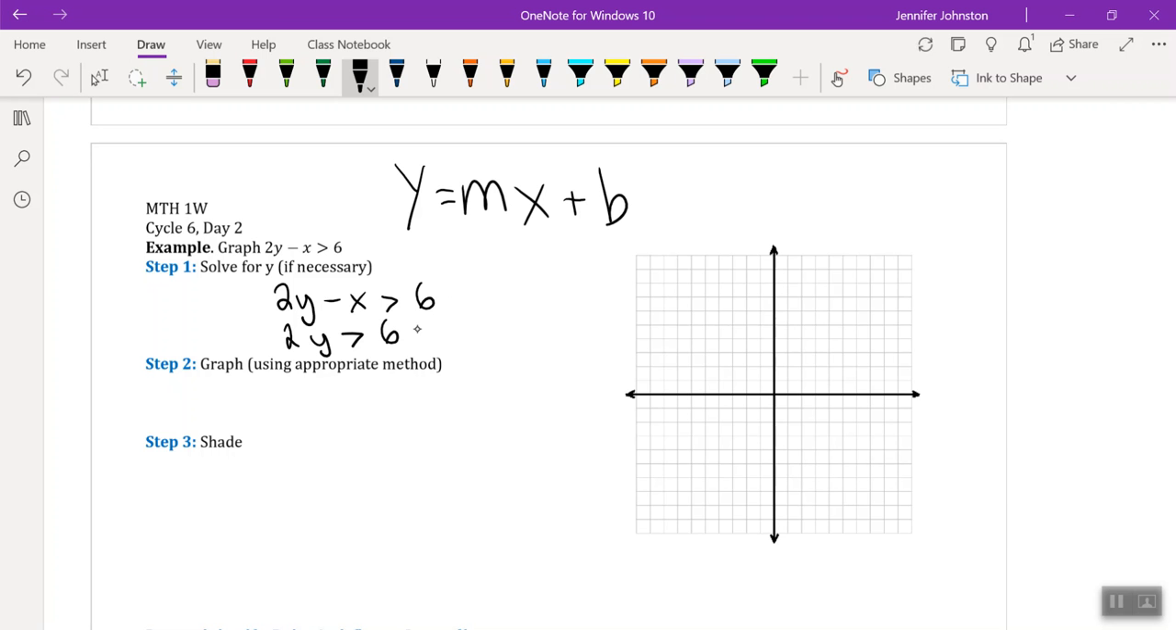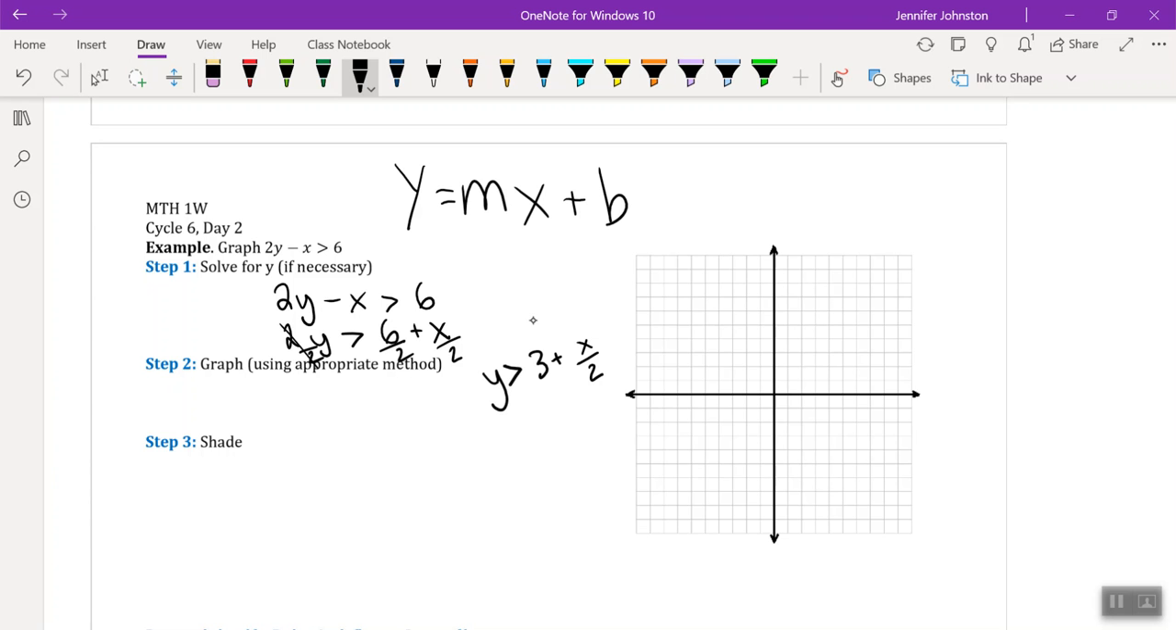X jumps over the equal sign and becomes a positive x. And then we have to divide everything by 2. There are 2's on the y, so divide this by 2, divide this by 2, divide this by 2. So y, those 2's reduce to give us 1. And y is going to be greater than 3 plus x divided by 2. Okay, we're going to graph this.